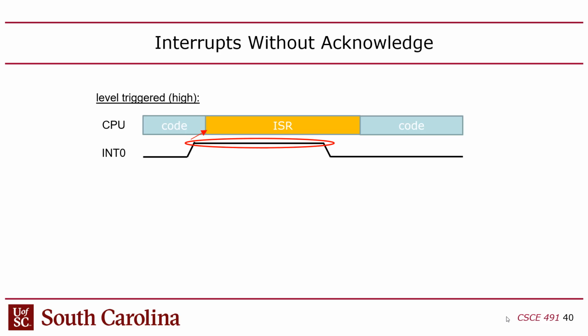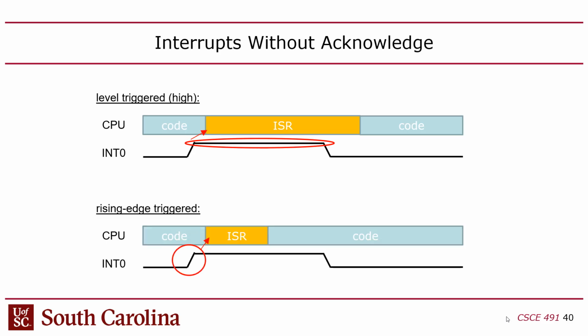Interrupt requests can be level sensitive or edge sensitive. In this case, I'm showing it as level sensitive. So the CPU is waiting for the interrupt pin to be 1 as opposed to looking for a rising edge. Usually you can configure it to be level sensitive or edge sensitive, so you're either looking for the level or the edge. That's an edge triggered version.